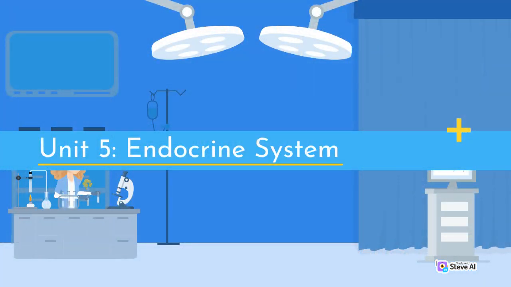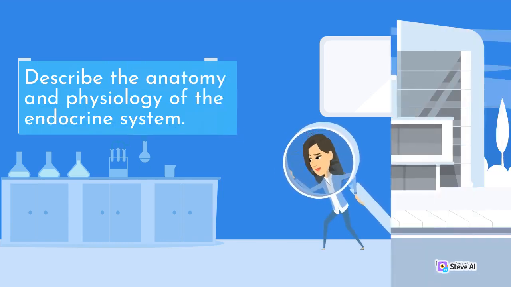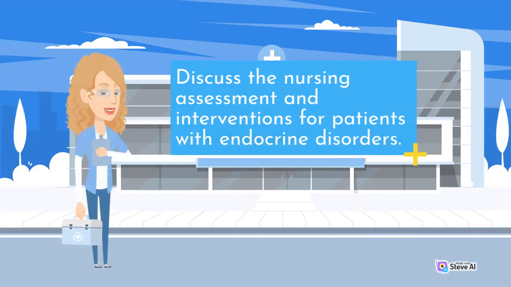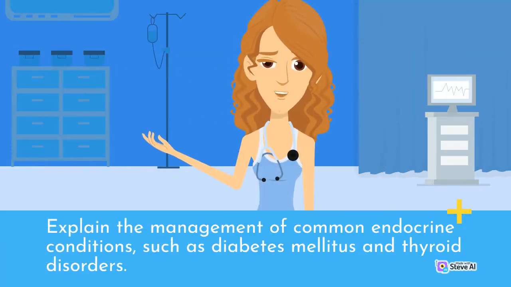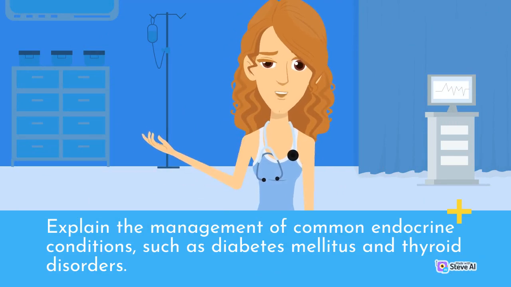Unit 5: Endocrine System. Describe the anatomy and physiology of the endocrine system. Discuss the nursing assessment and interventions for patients with endocrine disorders. Explain the management of common endocrine conditions such as diabetes mellitus and thyroid disorders.